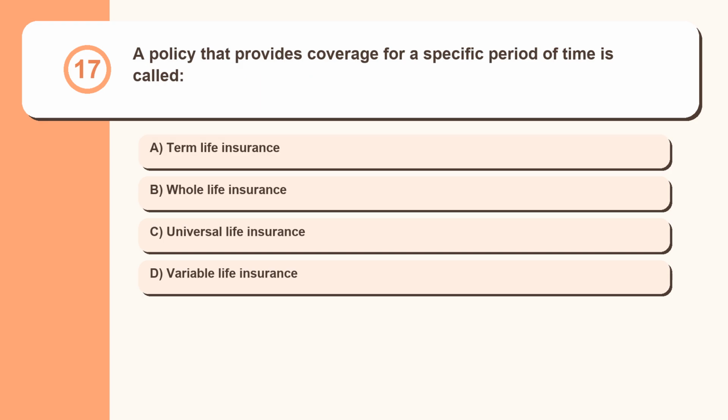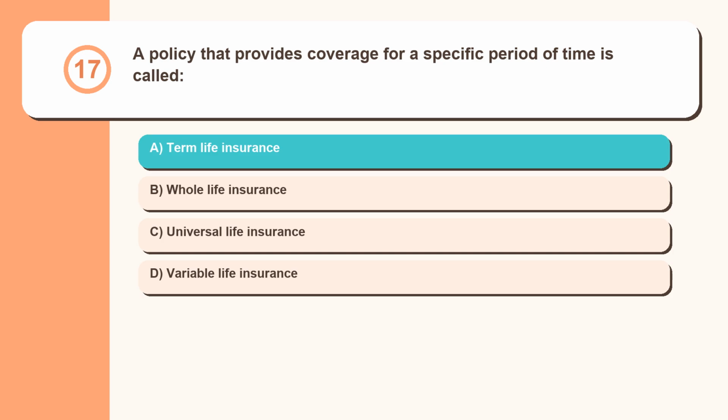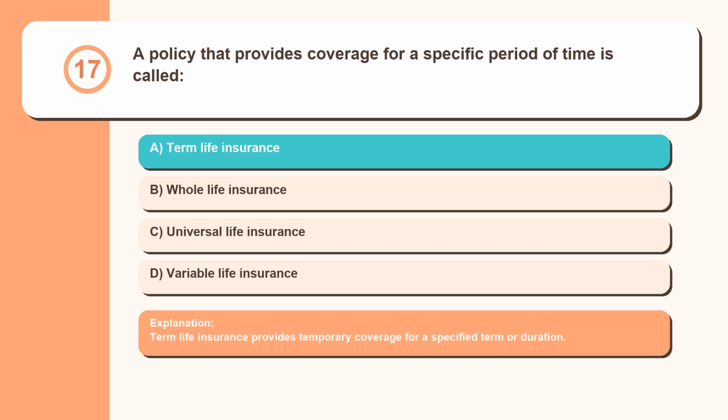Question 17. A policy that provides coverage for a specific period of time is called: term life insurance, whole life insurance, universal life insurance, variable life insurance. Term life insurance provides temporary coverage for a specified term or duration.